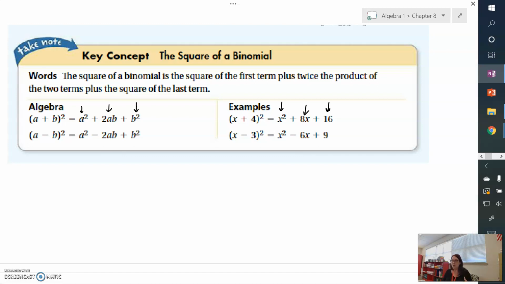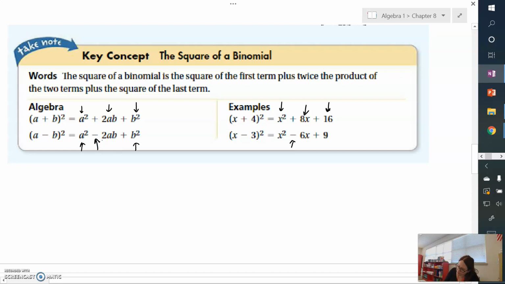The same thing works with a minus. The only difference is you're going to have a minus here in the middle. So you're going to take your first term, square that. You're going to take your last term, square that. And then in the middle, take your a and b, multiply them together, double that, and your answer should be a negative, because remember that b is negative in there.